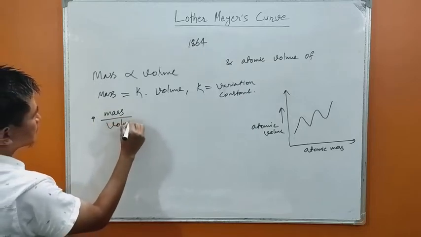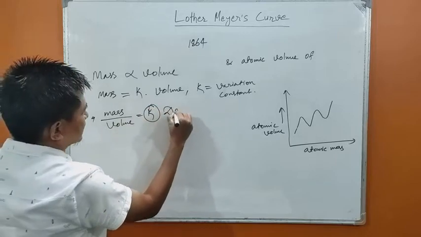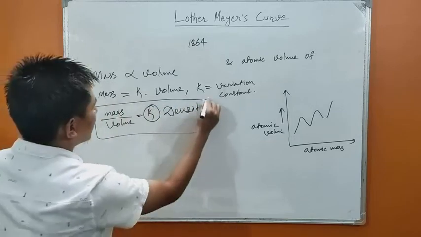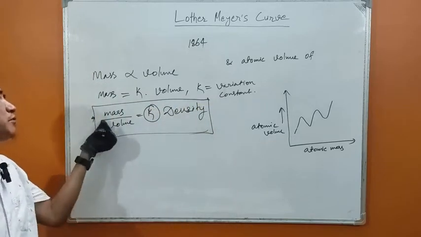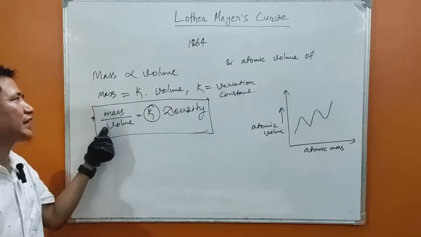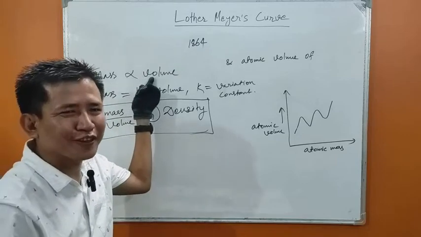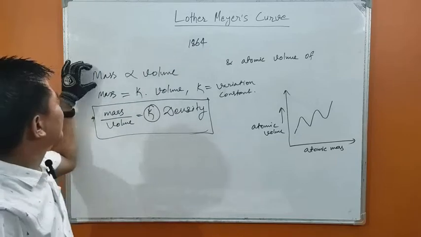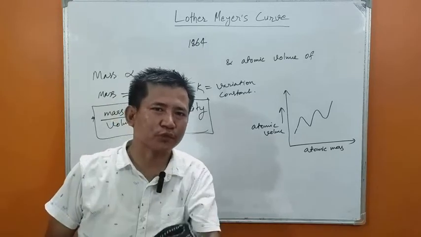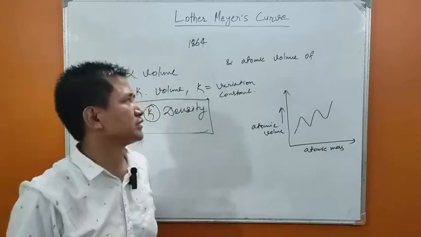Mass upon volume equal to k, isn't it? This k is known as density. We got the formula of density. Density equals mass upon volume. The formula of density, mass upon volume, is actually deduced from this relation. Mass is directly proportional to volume. Okay, got the point? This relation holds true for every physical substance existing in this universe. Okay, when we increase the mass, the volume of the substance increases.